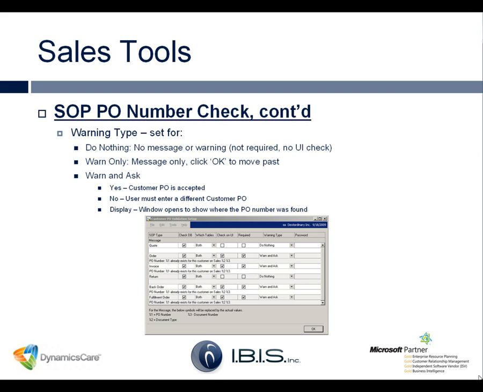Here it will ask yes or no if the message pops up. There's a duplicate. You can select yes. That means the PO will be accepted. If you select no, then the user will have to enter a different PO. And then there's a display option, where a window will open up to show you where the PO number was found, the duplicate PO.